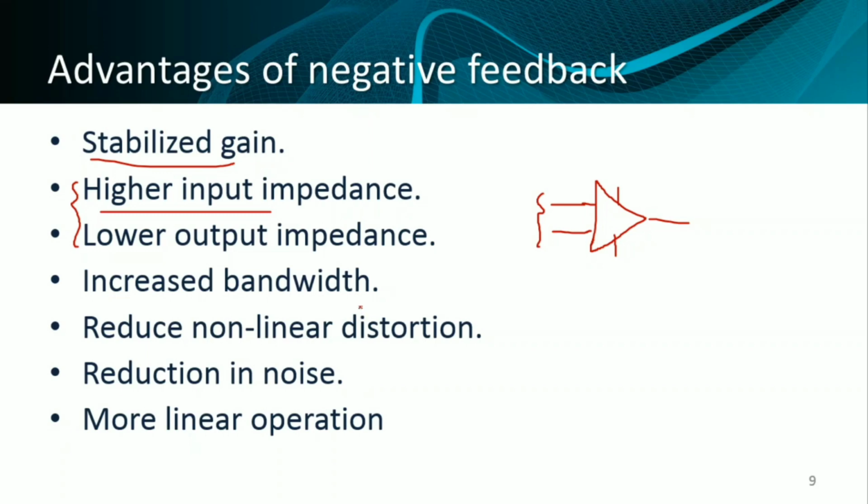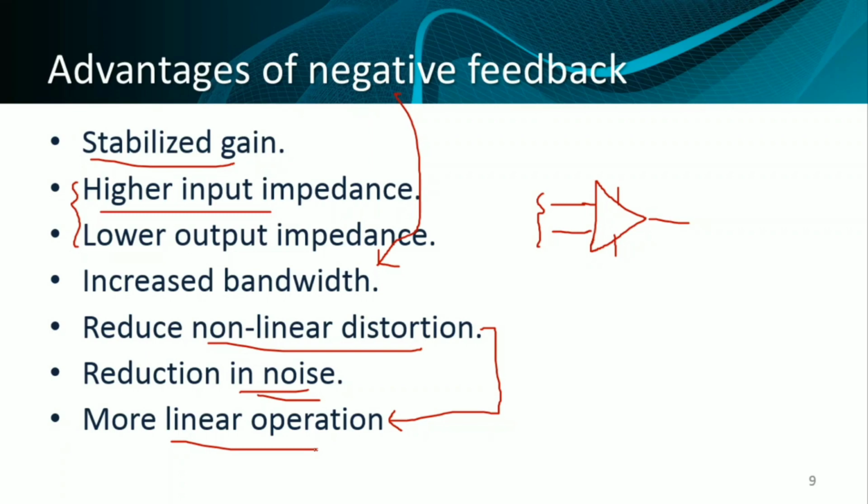Increased bandwidth. Whenever I use negative feedback, the bandwidth of the system gets increased. Reduces nonlinear distortion, I discussed in the previous slide. It reduces the distortions which are nonlinear in nature. Next, it reduces the noise. Because the noise is reduced, the gain is stabilized and there is more linear operation. So these two points are one and the same, right? If there is a reduction in non-linearity, the operation is more linear. So these are the main advantages of negative feedback system.